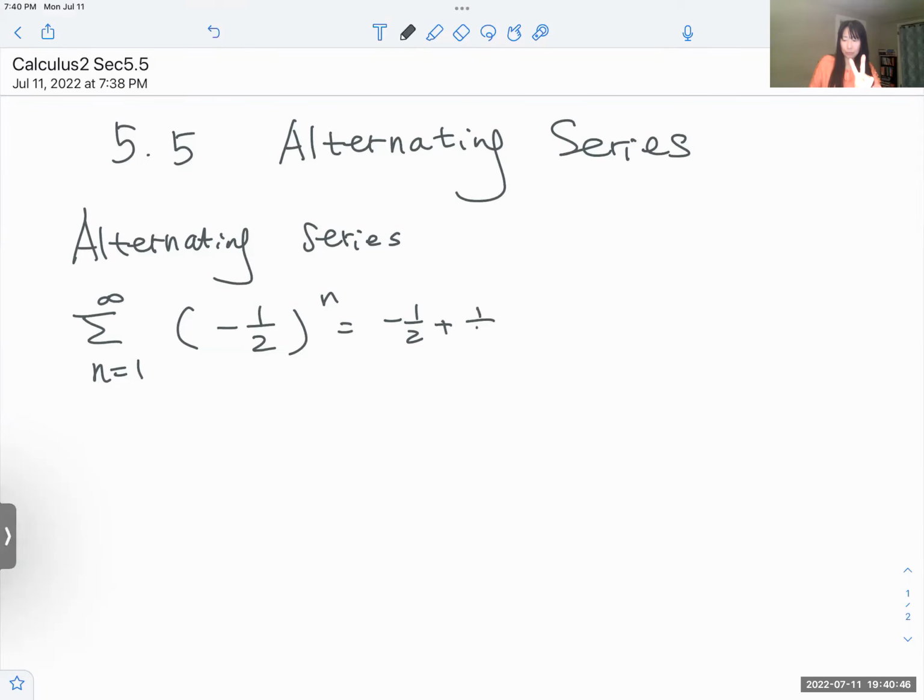Positive 1/4. Okay, and when n equal to 3, then we have negative 1/8. And when n equal to 4, positive, then negative, right? Can you see that? The sign changes. So this will be negative, positive, negative, positive, negative, positive. So we call it an alternating series, okay?